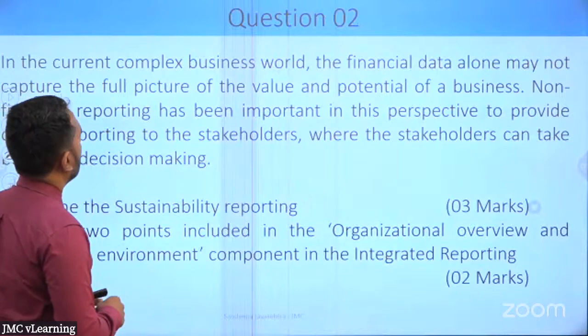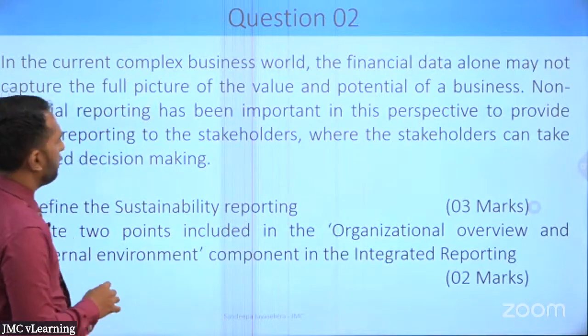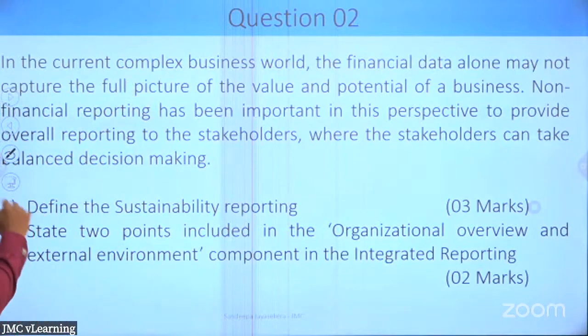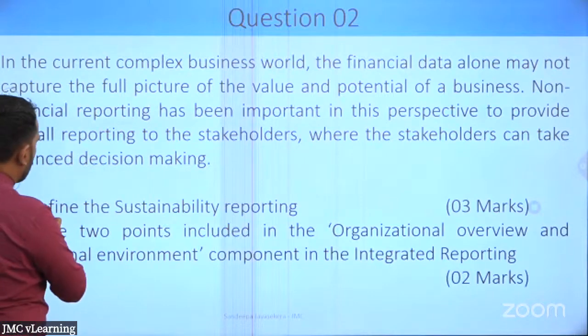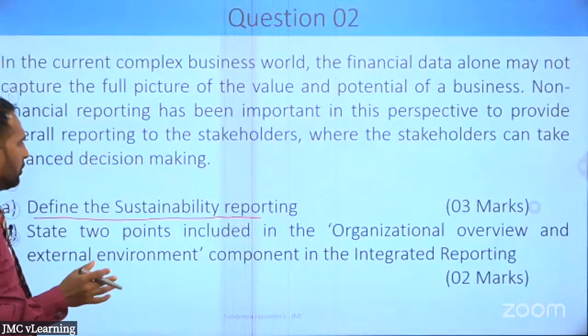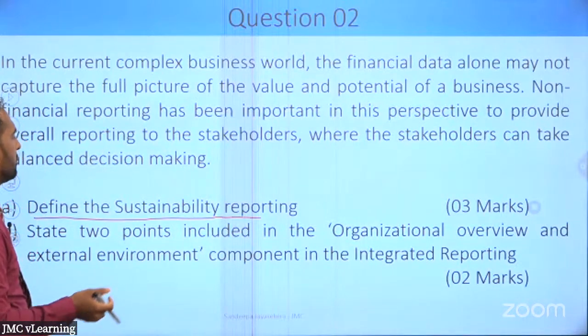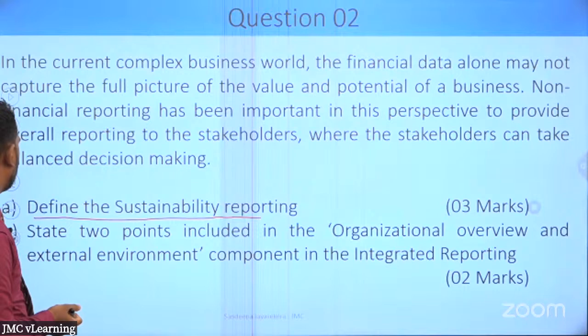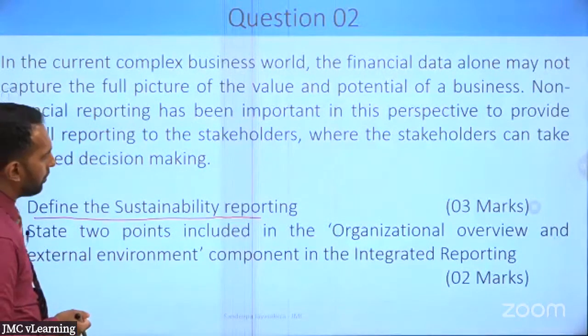So once again, they have given a detailed paragraph. We'll forget about that and come to the requirement. Define sustainability reporting, for 3 marks. You just have to define sustainability reporting. Second one, state 2 points included in the organizational overview and external environment component in integrated reporting.